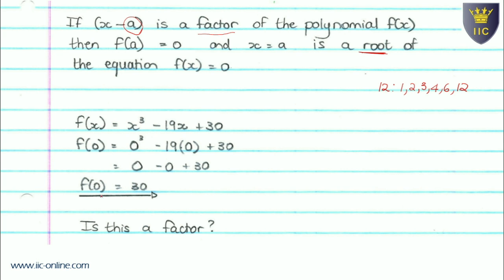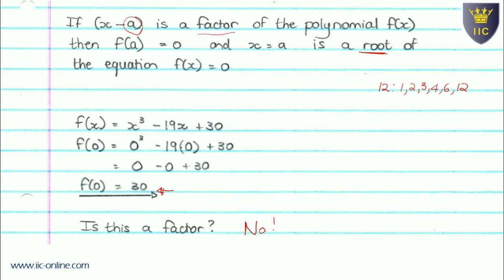Whoopsie. Can you see that f of whatever the number is here, a, should give us 0? And we've ended up with 30. Well, what that's telling us is that there's a remainder. In fact, the remainder is 30. There shouldn't be a remainder if 0 was a factor of the polynomial. So we know that 0 is not a factor of the polynomial. So the answer to this is an emphatic no, it's not, because we have a remainder.